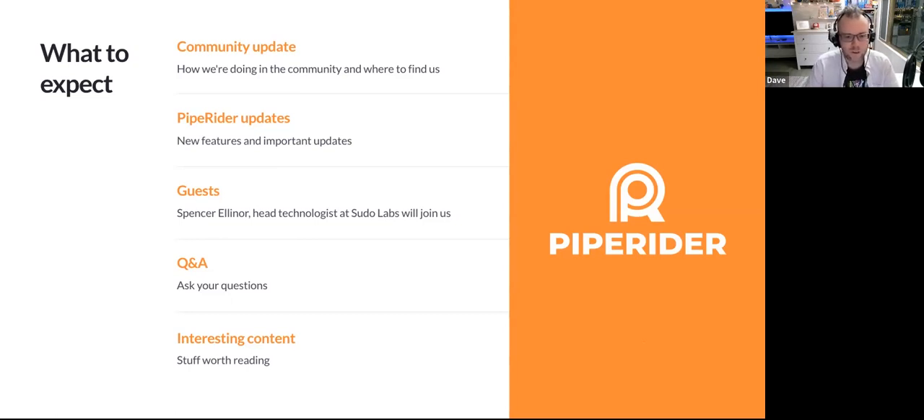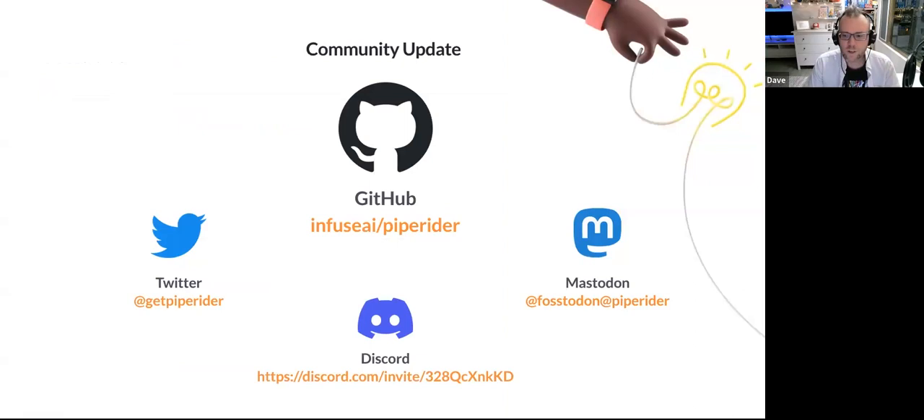Then we're going to have a little bit of Q&A. We've put the question out to people: do they have any questions about PipeRider? We have a few questions listed here. And then if we have time, we're going to look at some interesting content. There's no shortage of interesting content to read about data. So we have a couple of articles we'd like to share with you. So the first thing is the community update.